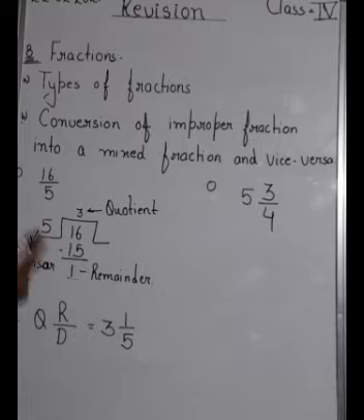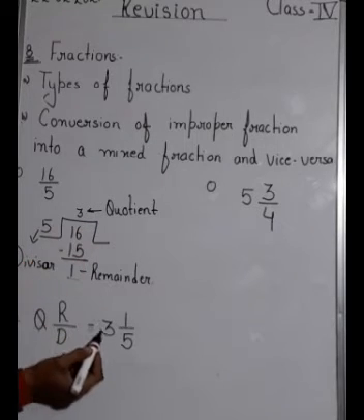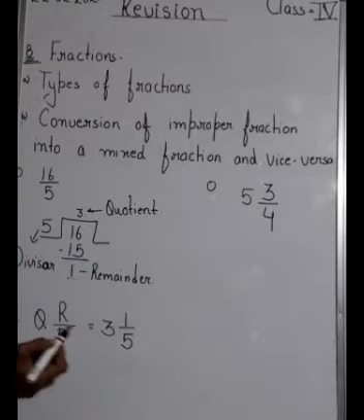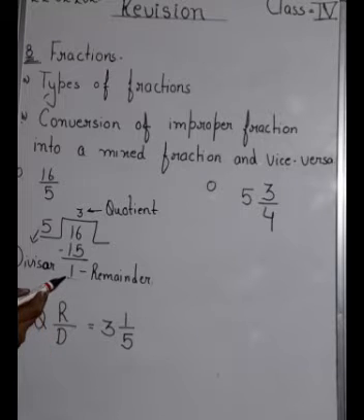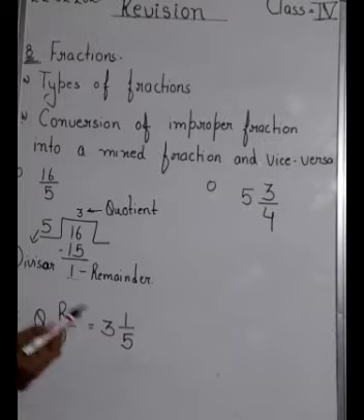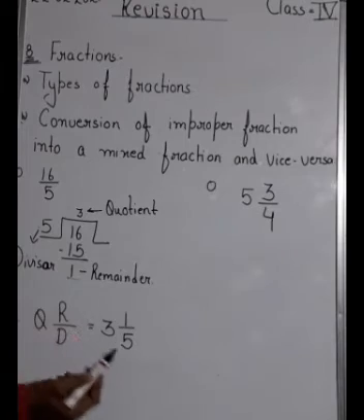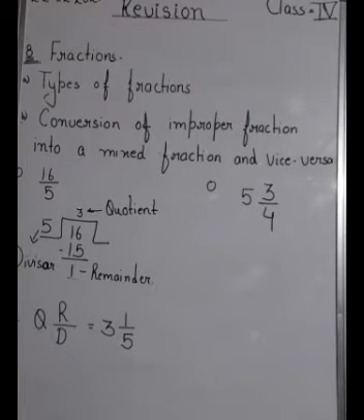For writing this, we use a formula of QRD: Q in whole, R upon D, where Q is your quotient. So what is your quotient? 3. So I have written 3 over here. R is your remainder. What is your remainder? 1. So I have written 1 over here. And 5 is your divisor, so I have written 5 over here.